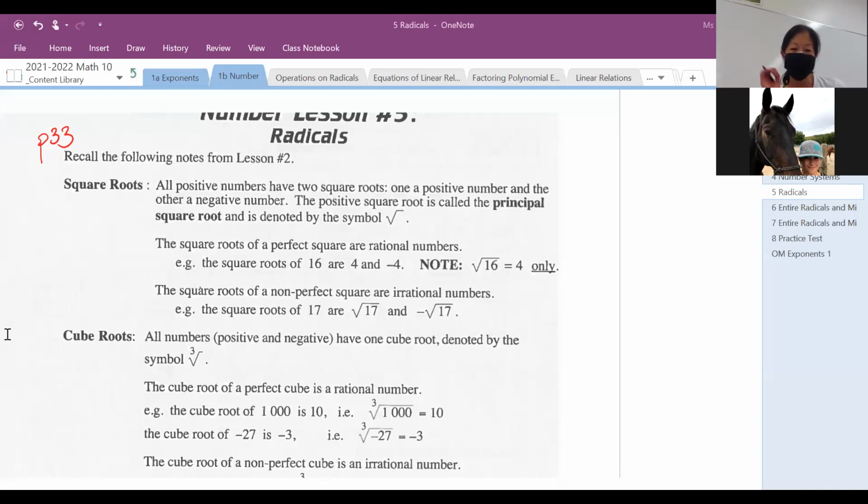Okay, so page 33, radicals. So let's take a look. We've already mentioned square roots. Some of these you have already seen because of what we did with rational exponents. So we talk about this symbol here, which we know is a radical.